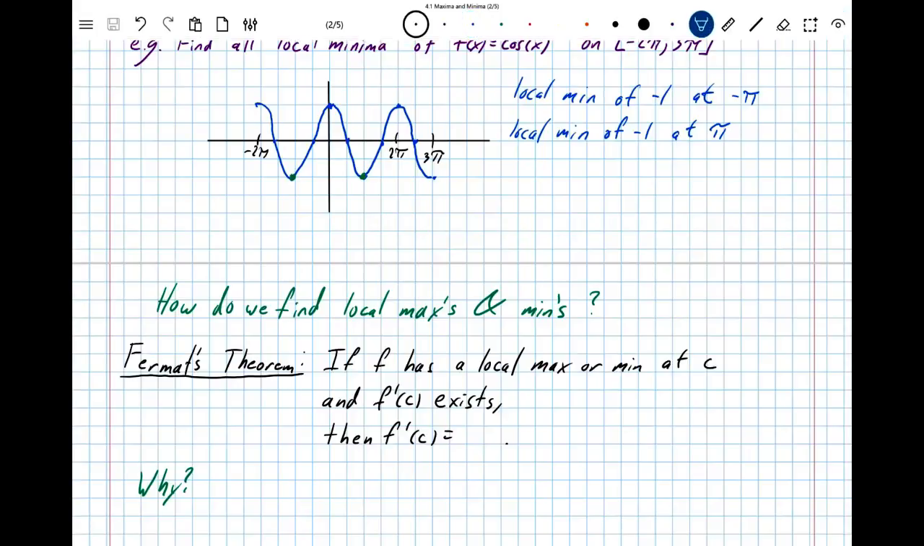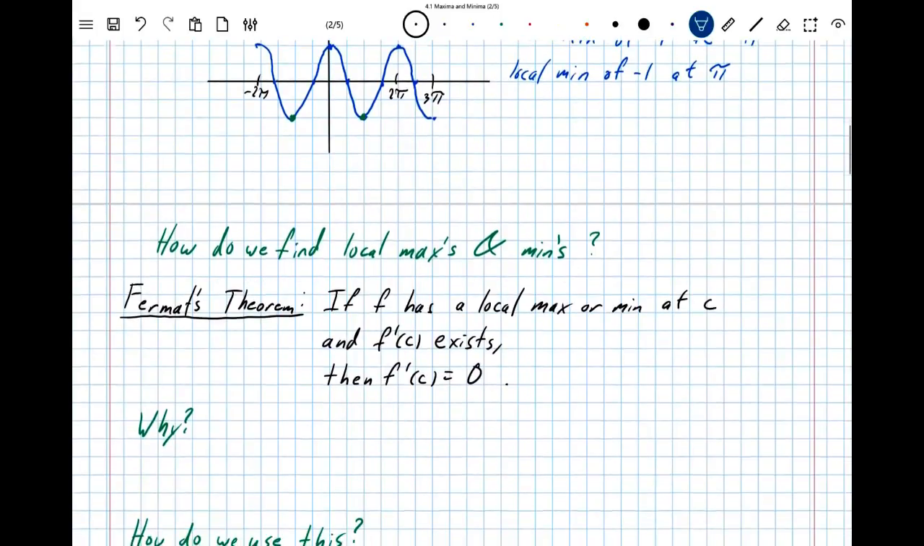So Fermat, a pretty important mathematician. Looks like Fermat, but it's Fermat's theorem. He has a number of theorems. And he says if f has a local max or min at c, and it has a derivative at c, then, well, think about it. What would the derivative have to be? That derivative had better be 0.